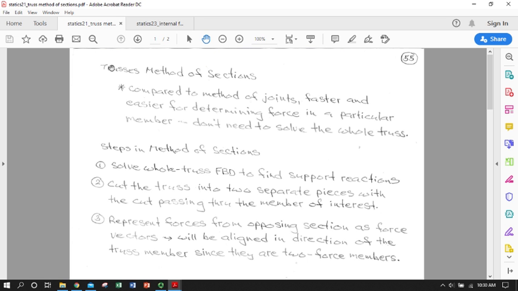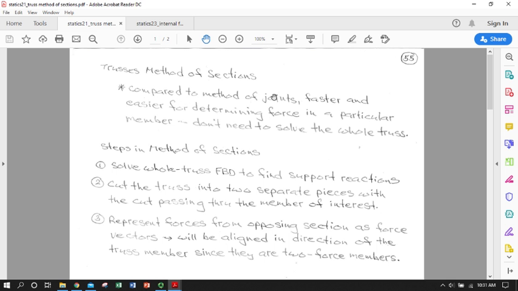This is the method of sections, in which we will have a shortcut to getting the force in not the whole truss, but maybe one or two members. We'll do this by cutting the truss virtually, representing the forces on the cut section as just named forces in those members going in the direction of the members because they're two force members, and then taking both of those cut sections and placing each one in static equilibrium. So we'll end up with two FBDs instead of one whole truss FBD.